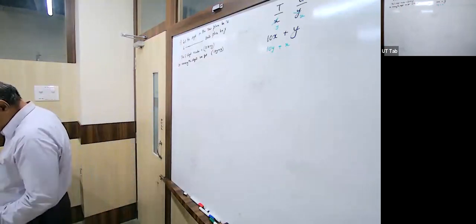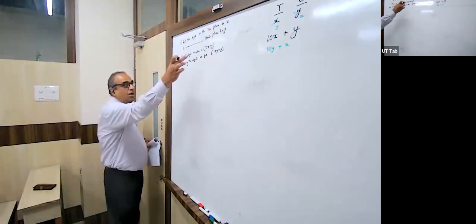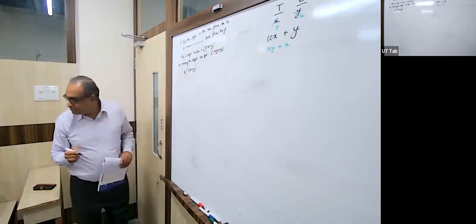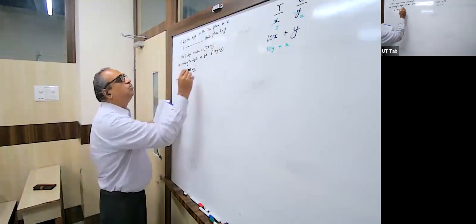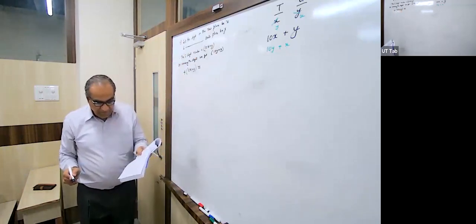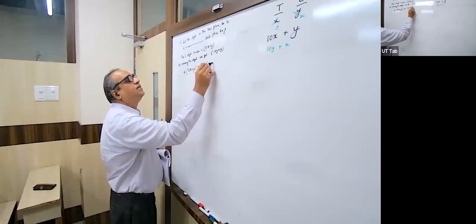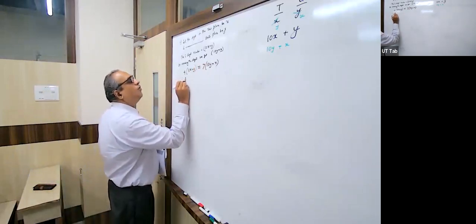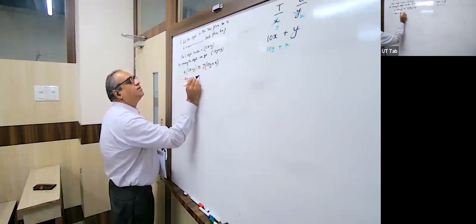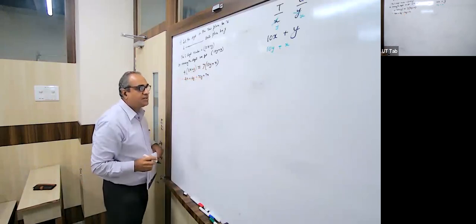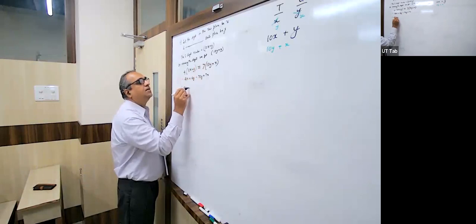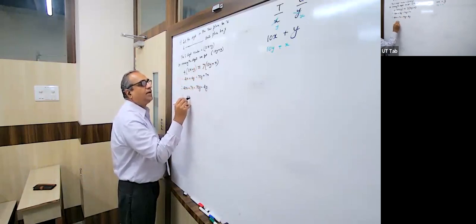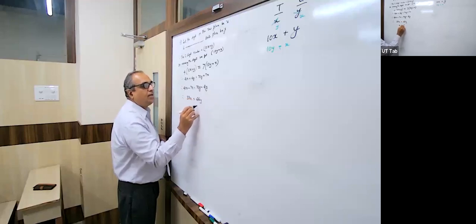Now I read again the question. 4 times a number is equal to 7 times the number formed by reversing the digits. Is this clear? 40x plus 4y equals 70y plus 7x. 40x minus 7x equals 70y minus 4y. 33x equals 66y, so x is 2y.